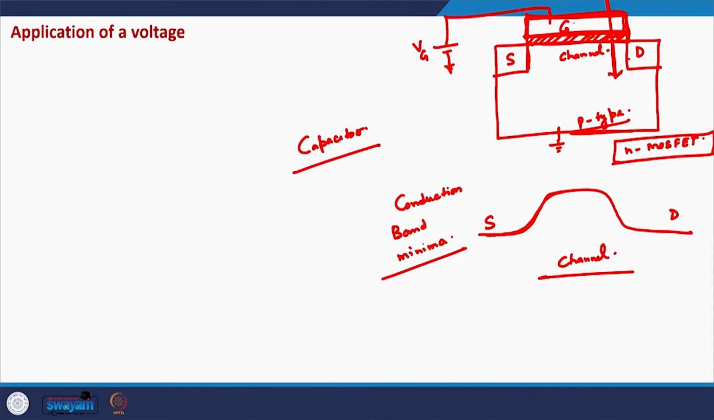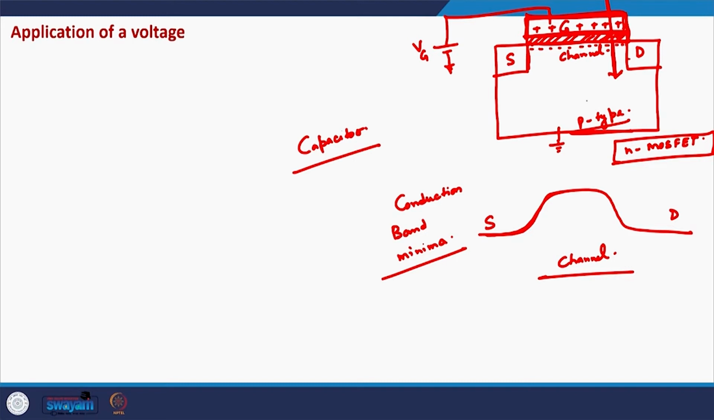So if we are looking from gate to the body direction, in this case if we apply a positive voltage on one plate of the capacitor, let's say we are putting positive charge here, it will attract negative charge on the other side of the plate of the capacitor, or it will attract electrons in the channel.